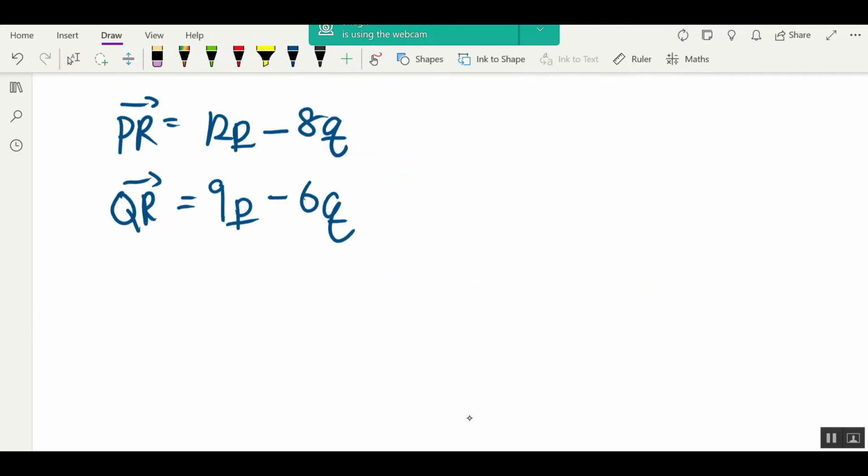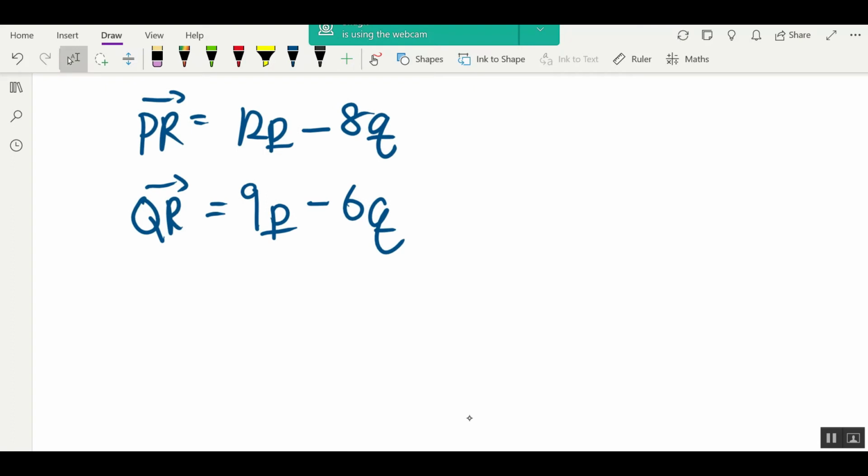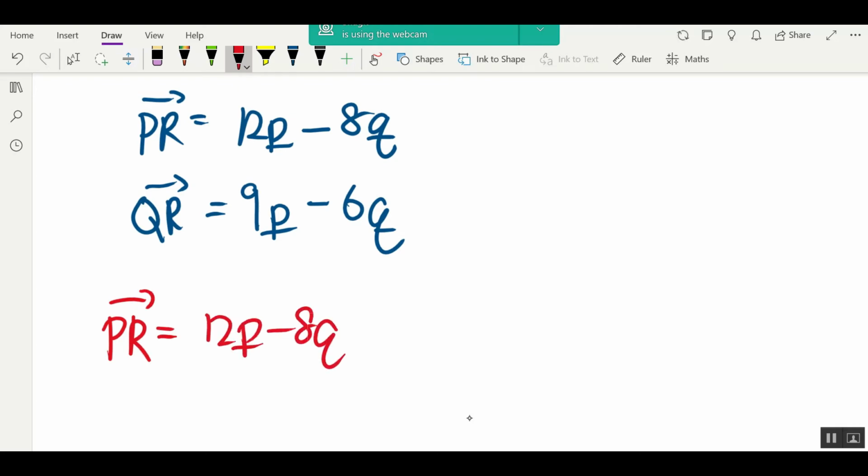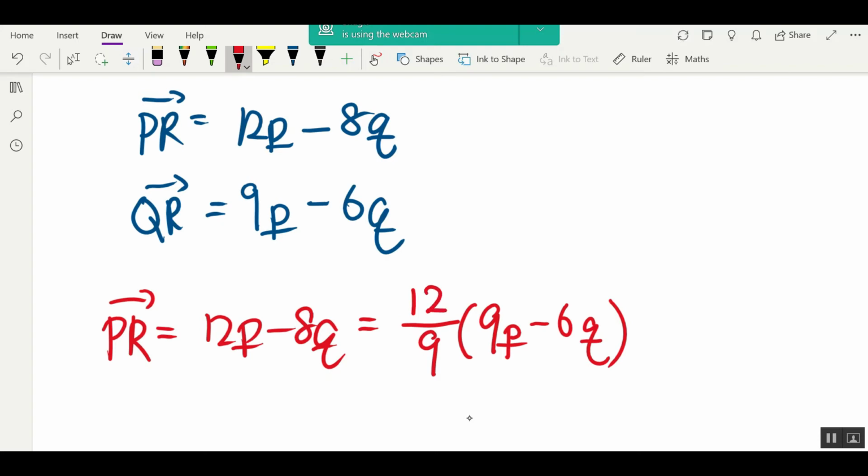Okay, let's say you are given PR and QR in this form. How do we factorize out the K for questions like that? Always write down the bigger vector first, 12P minus 8Q. Okay, so I know that I want to have 9P minus 6Q here. How to make them equal? First the 9, because there's a 9 here, I must take away the 9. 9 divided by 9 is 1. Then I have the 12 on top.